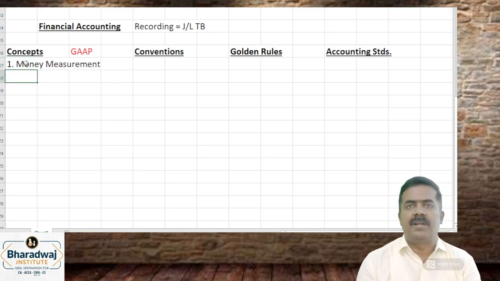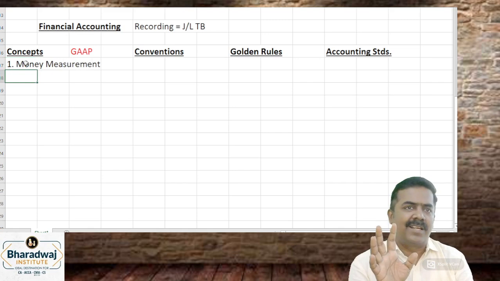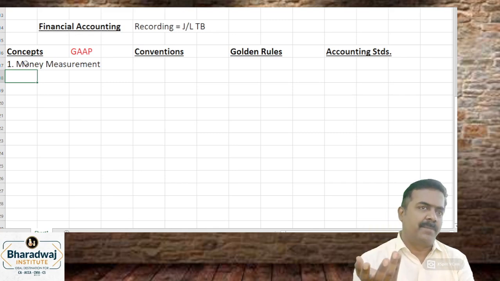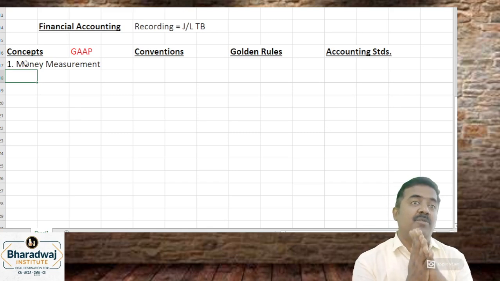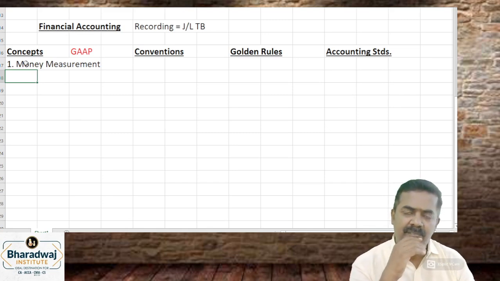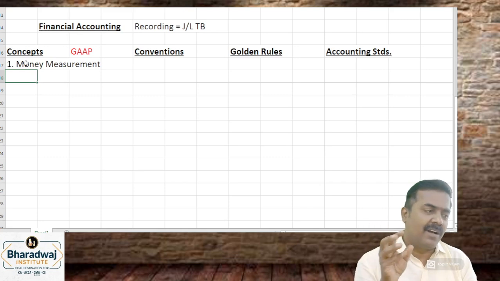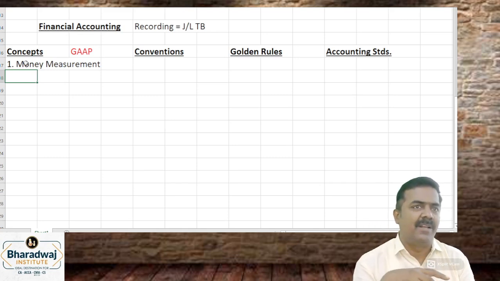What do you mean by money measurement concept? Only transactions which are having money or money's worth is recorded. For example, I purchase raw material. I purchase 10,000 kilogram for 5 lakhs. Which one will be recorded in accounts? Will you record kilograms or money value? Money value only will be recorded.